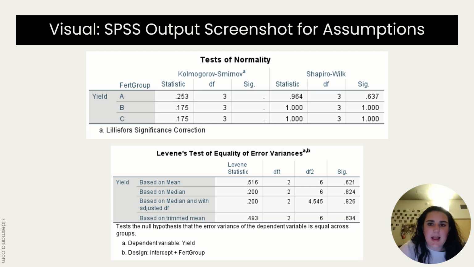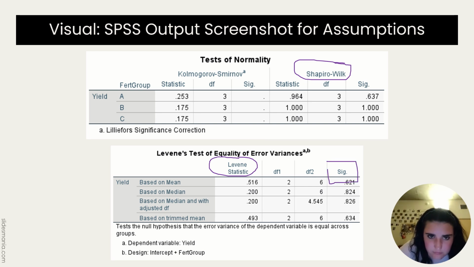Now here's a screenshot of what the SPSS output for assumptions looks like. You will see the Shapiro-Wilk method, or the normality test, and then you will also see, where's my little guy? Sorry guys, the Levene statistic. Now pay close attention to the Levene statistic, especially the test sig here. It's your signal for whether variances are close enough to proceed with standard ANOVA.